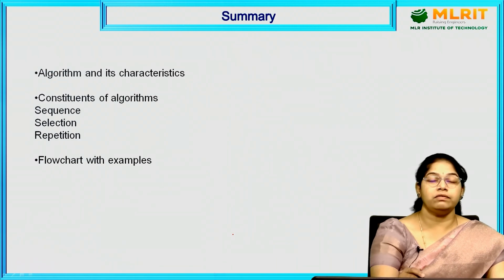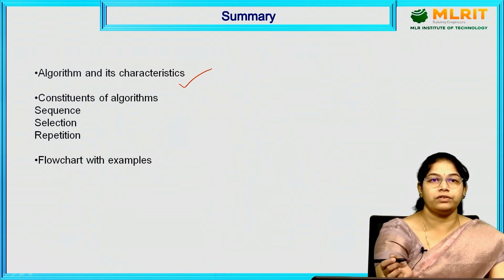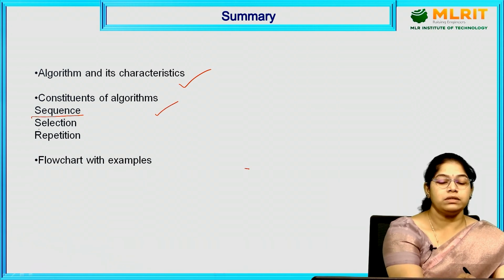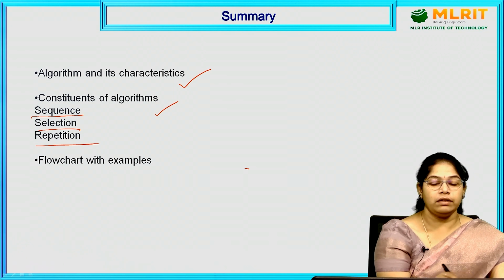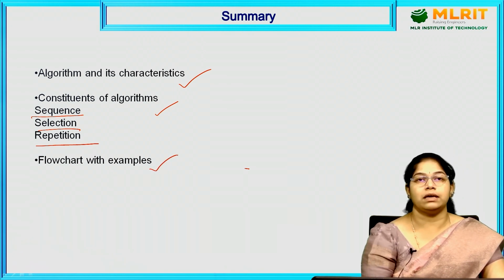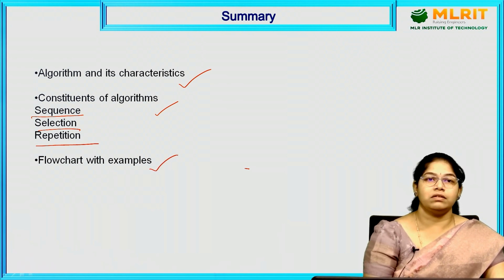In today's session, we have learned the algorithm and its characteristics, then the constituents of an algorithm: sequence, selection, repetition, then flowcharts with examples. In the next session, we'll learn the structure of a C program.